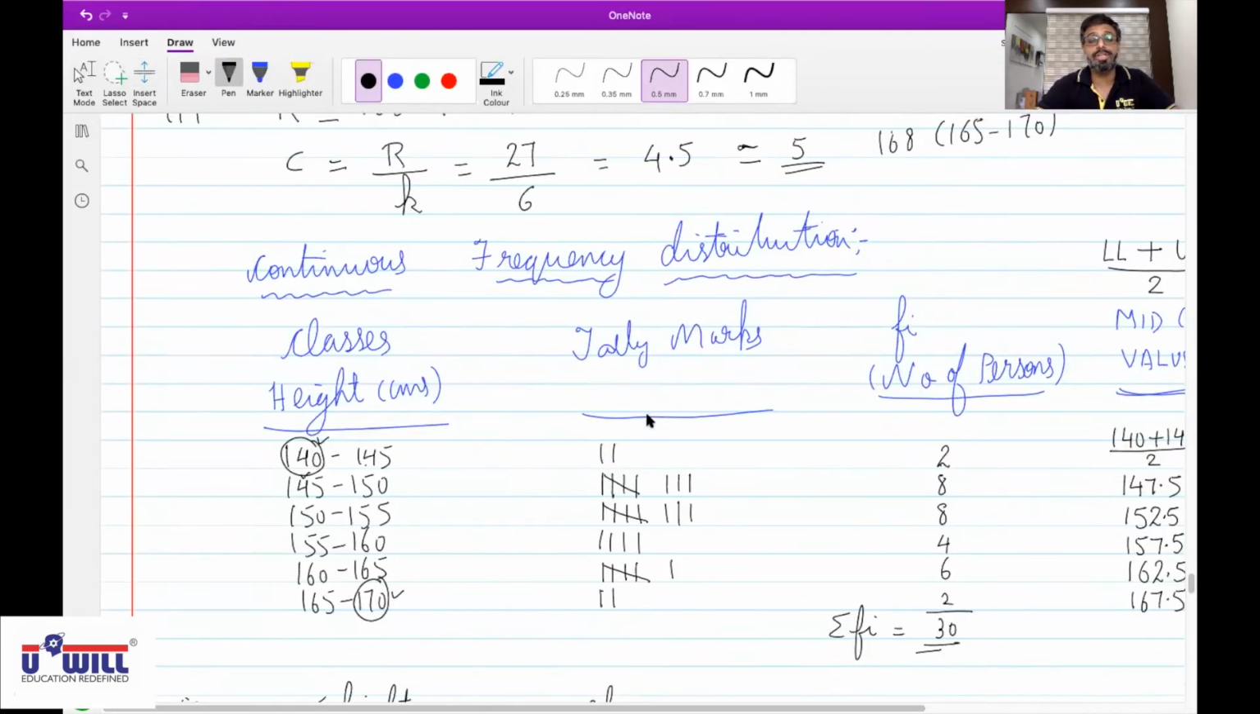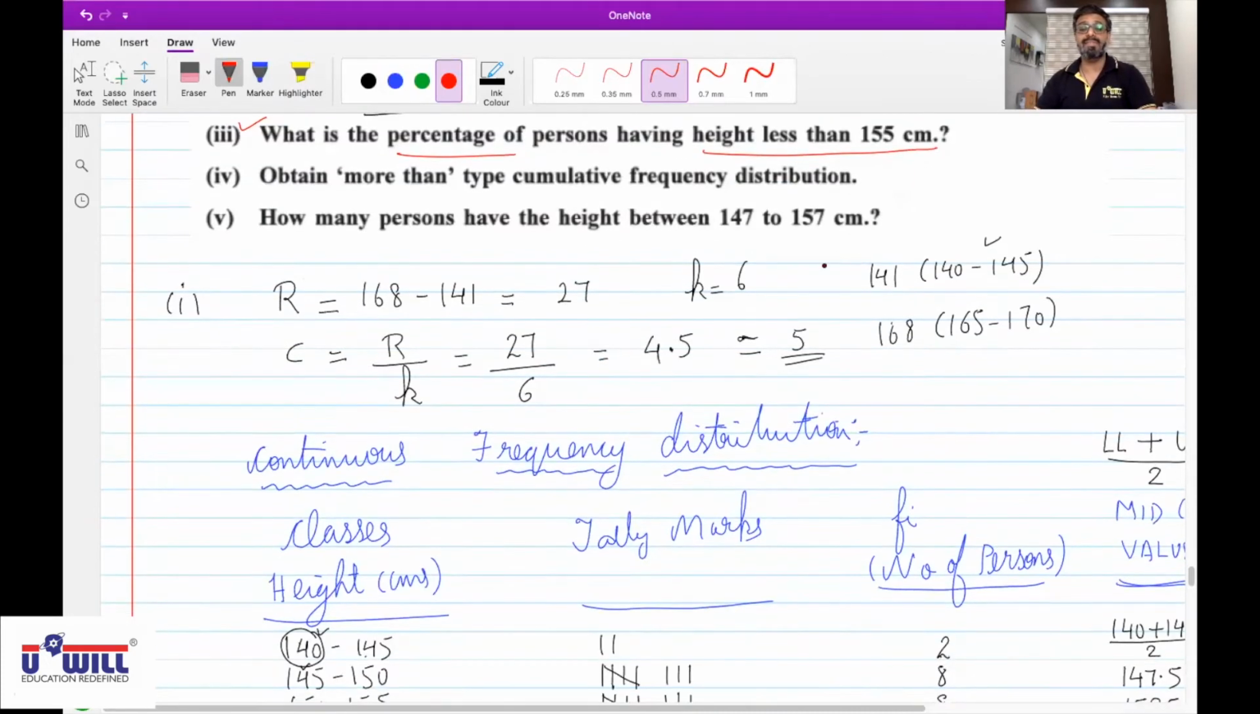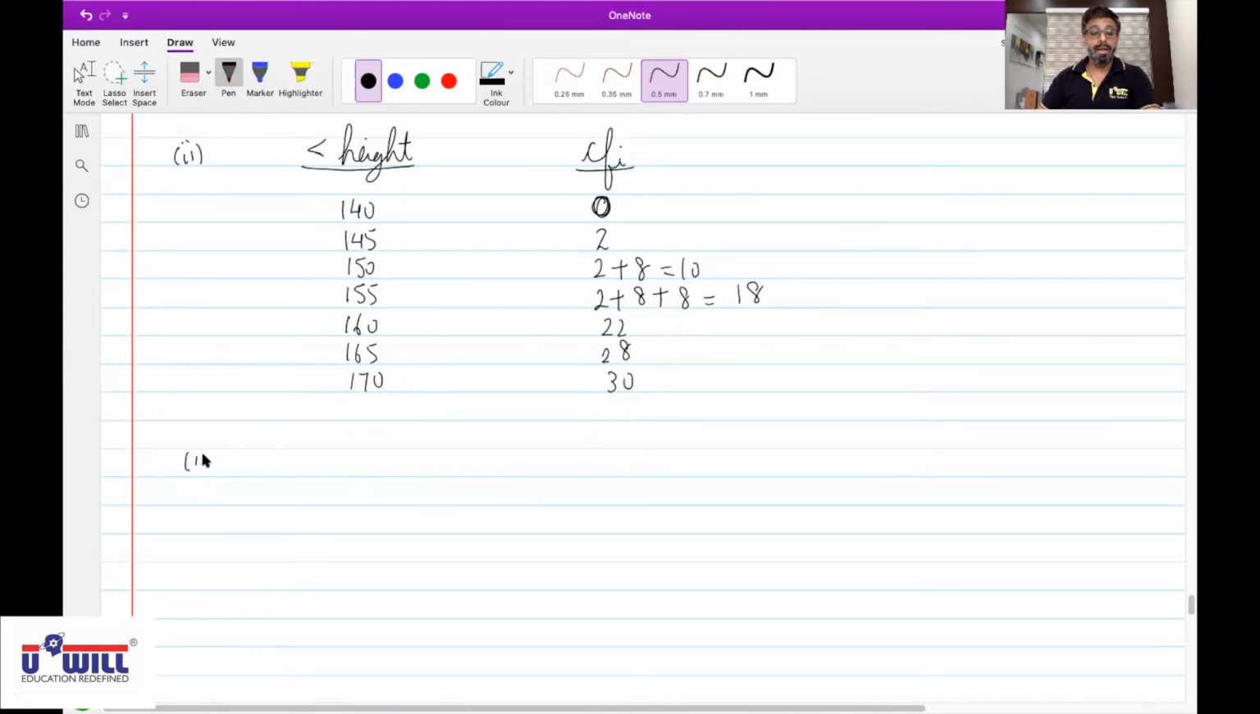Now, what is the third question asked to you? What is the percentage of persons having height less than 155 centimeter? Okay, all of you underline this. What is the percentage of persons having height less than 155 centimeter? First of all, what are the number of persons? All of you write down number of persons having height.